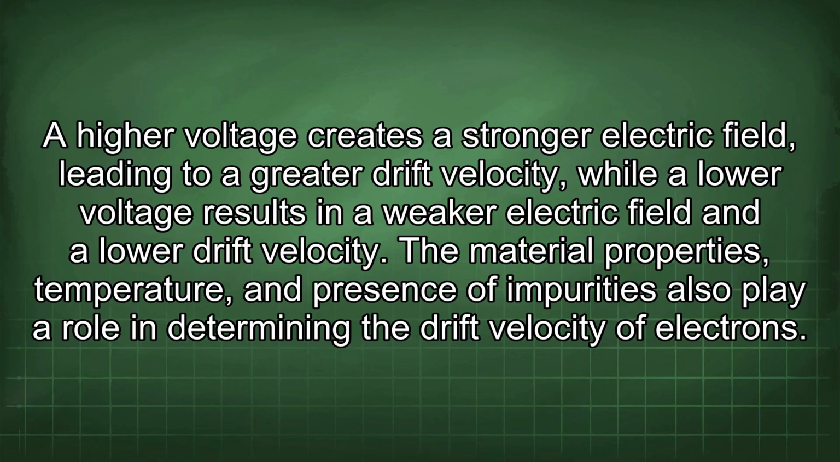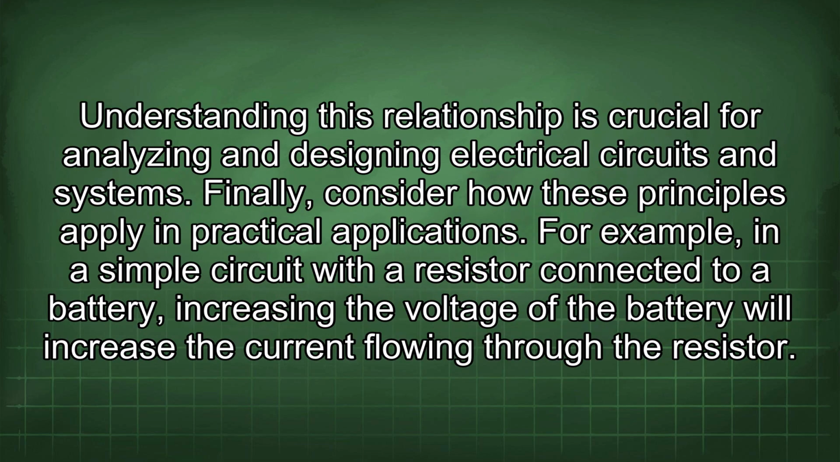The material properties, temperature, and presence of impurities also play a role in determining the drift velocity of electrons. Understanding this relationship is crucial for analyzing and designing electrical circuits and systems. Finally, consider how these principles apply in practical applications.